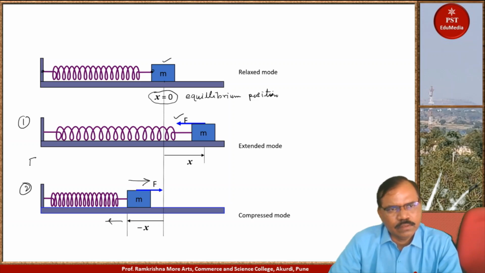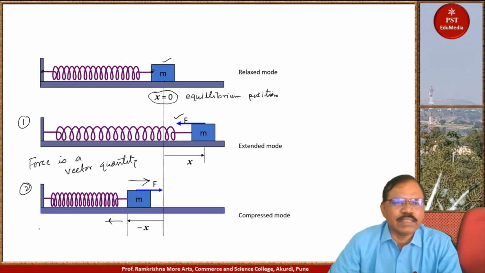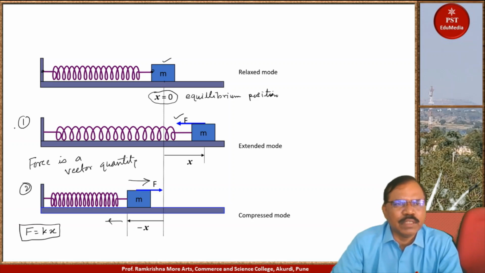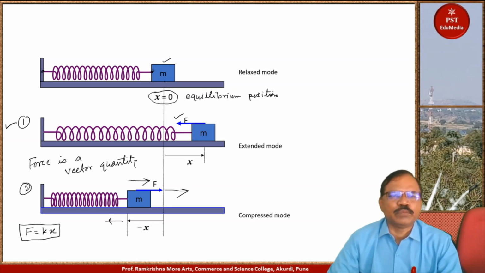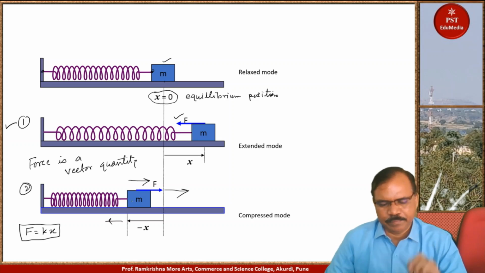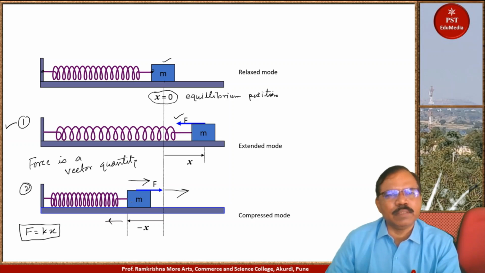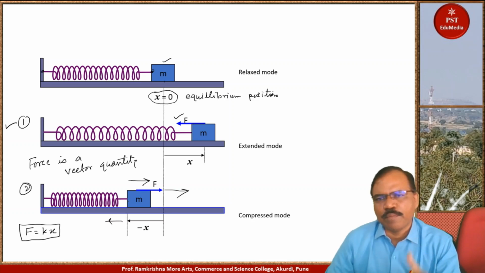So here force is a vector quantity, and that force has magnitude also. We know in simple harmonic motion, the magnitude of force is F is equal to kx. So this is magnitude and it has direction. In the first case, direction is along negative x-axis. In the second case, direction is along positive x-axis. So force is a vector quantity, expressed in terms of direction as well as its magnitude.